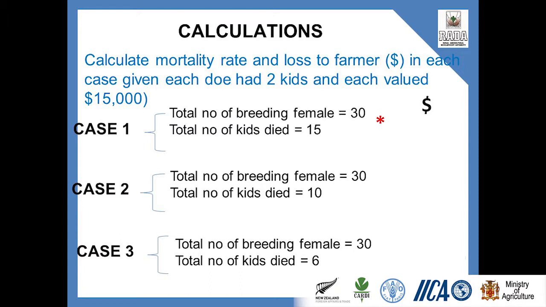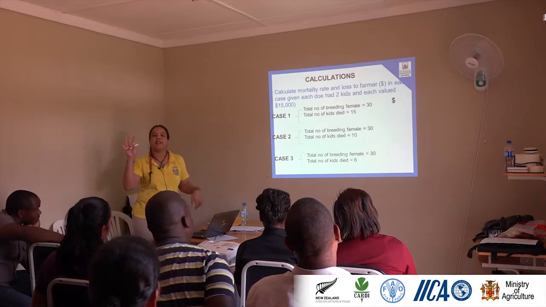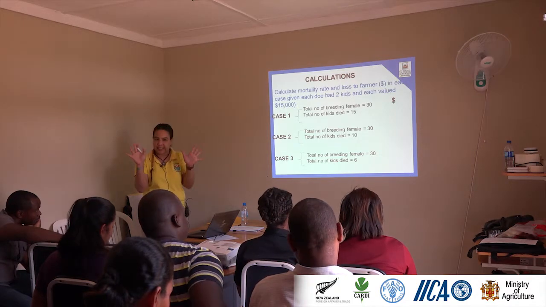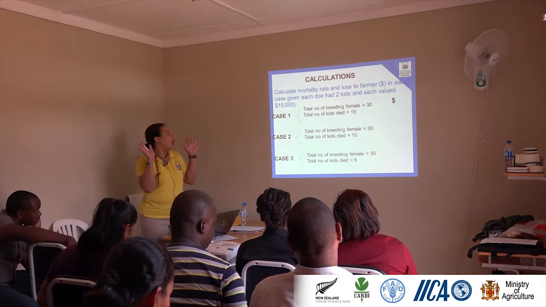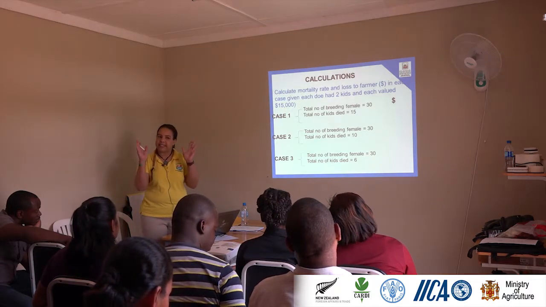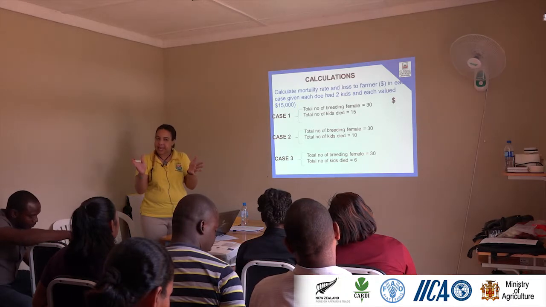And 15 kids died. What is the mortality rate? Somebody tell me how you'll calculate it. I don't want the answer, I want somebody to tell me how you'd work that out. So we have 30 does, and each doe is going to have 2 kids. So in all, we have 60 kids, because 30 does times 2 is 60 kids. How many died? 15. So out of the 60, 15 died.